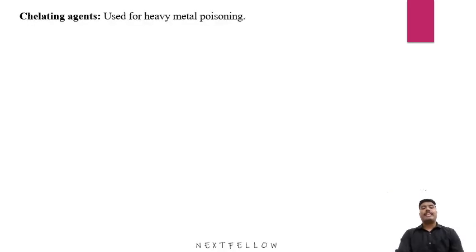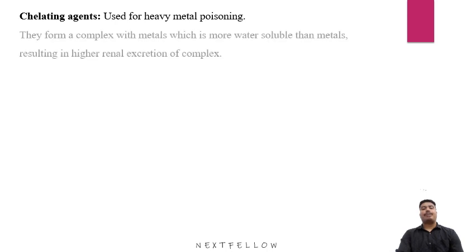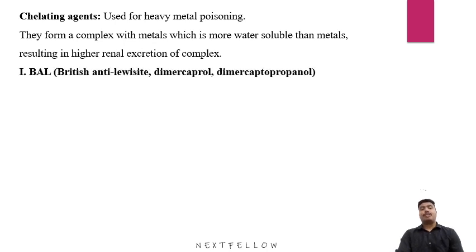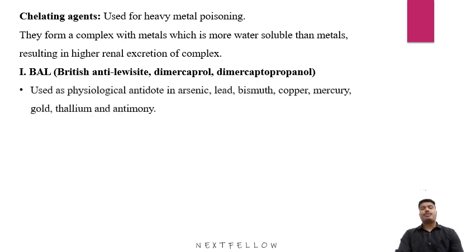Now, what are chelating agents? They are used for heavy metal poisoning. They form a complex with metals which is more water soluble than the metals, resulting in higher renal excretion of the complex. The first is BAL, British anti-Lewisite, also known as dimercaprol or dimercaptopropanol. It is used as a physiological antidote in arsenic, lead, bismuth, copper, mercury, gold, thallium and antimony poisoning. It is given as a deep intramuscular injection due to its oily preparation.